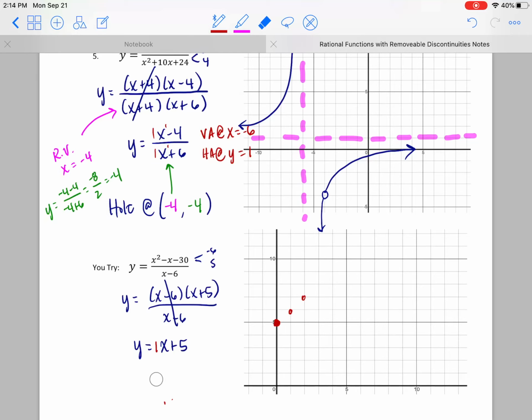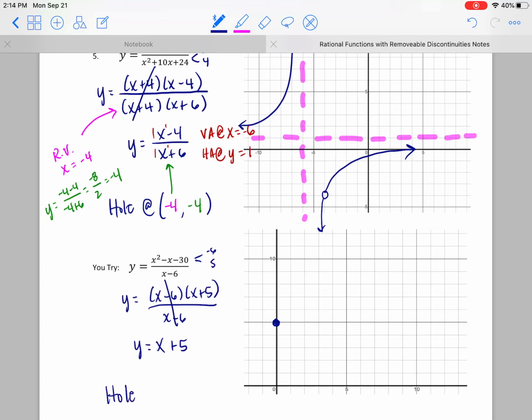Now before I connect, I want to go ahead and make a point for the hole in my graph. And I want this to be blue. So let's put a blue point there.